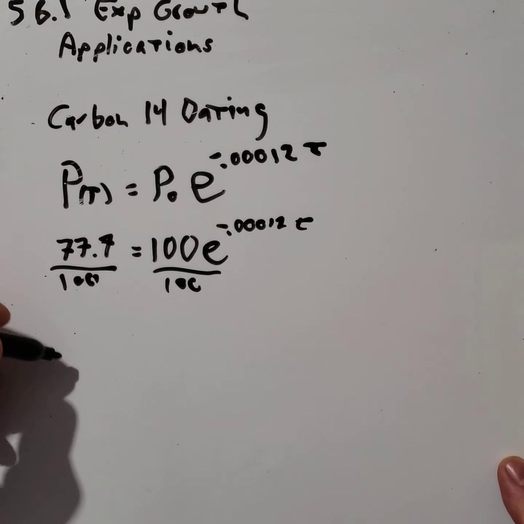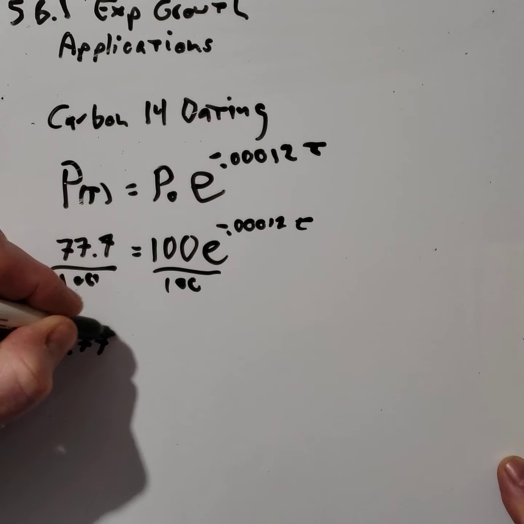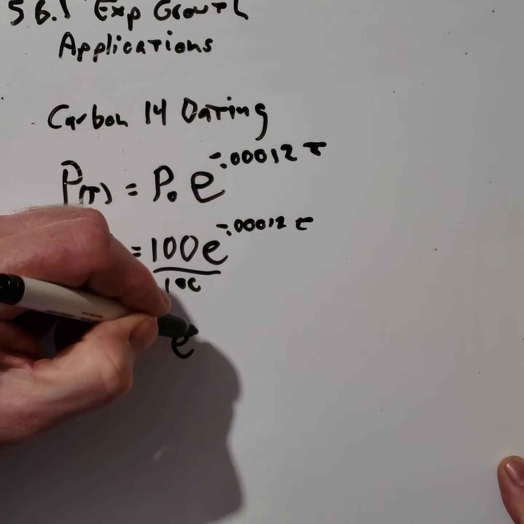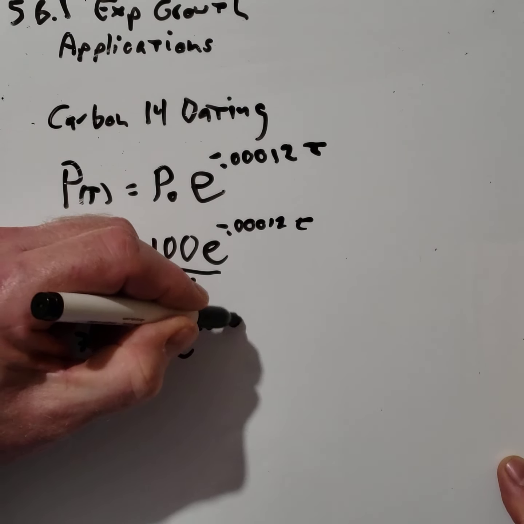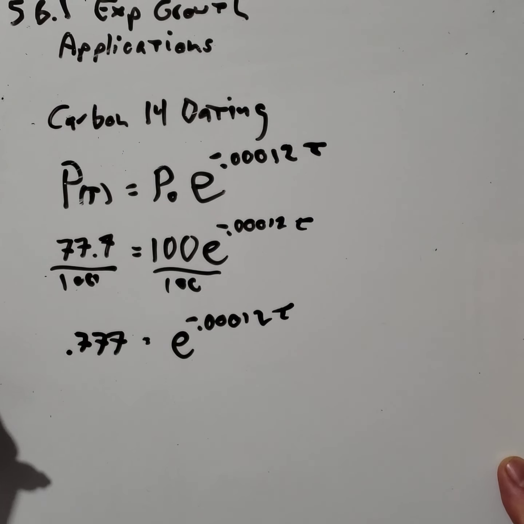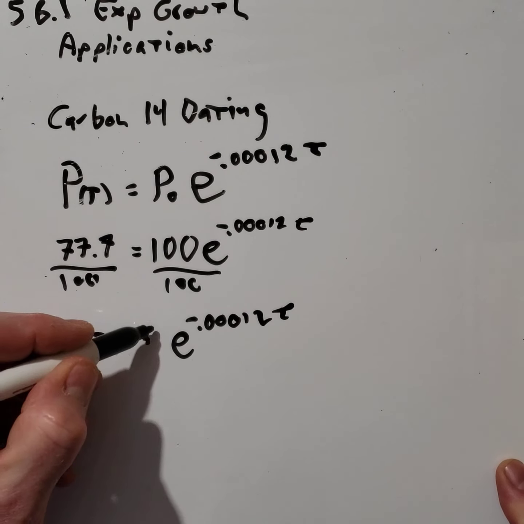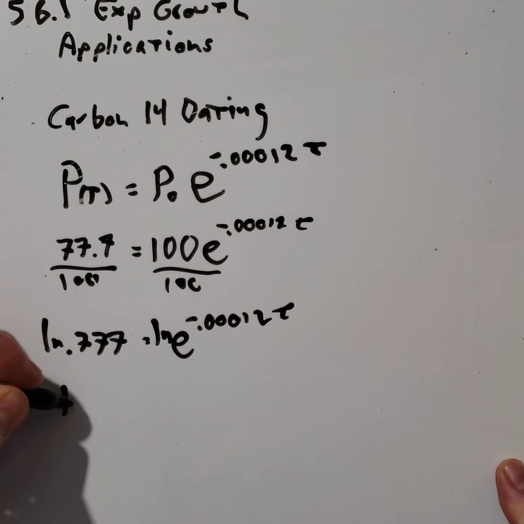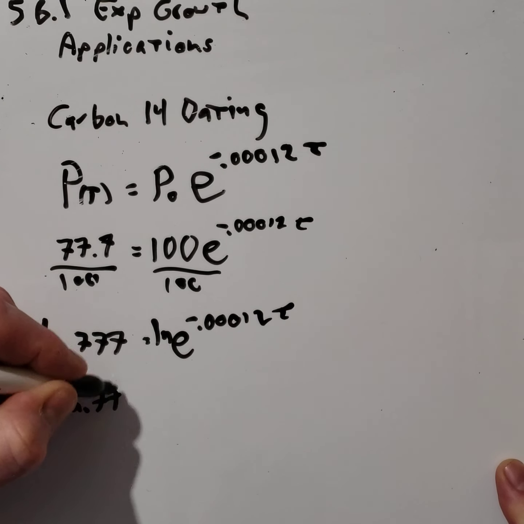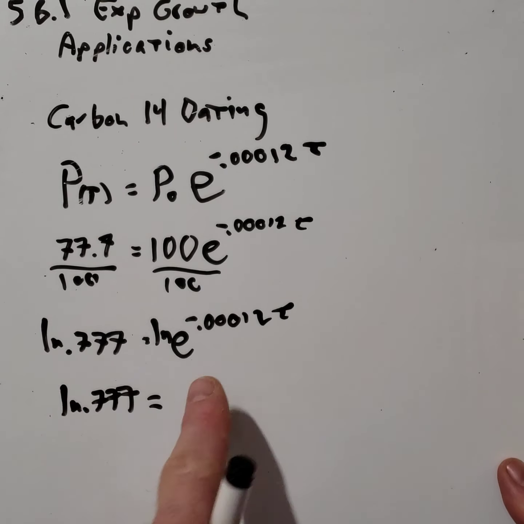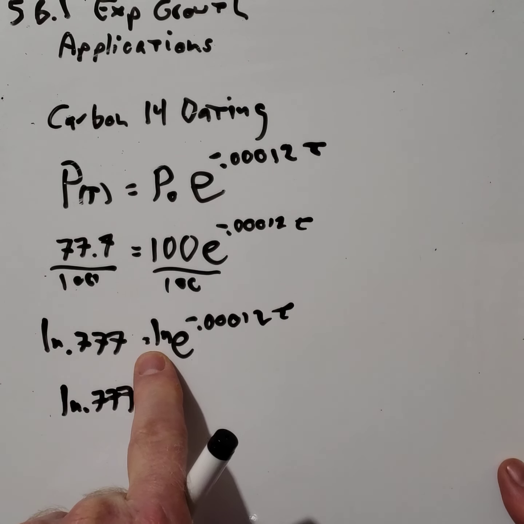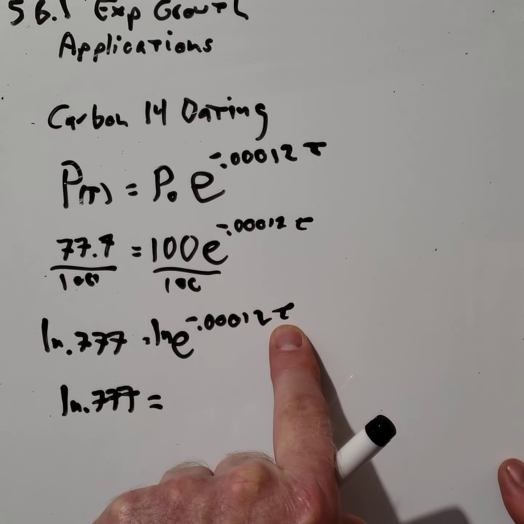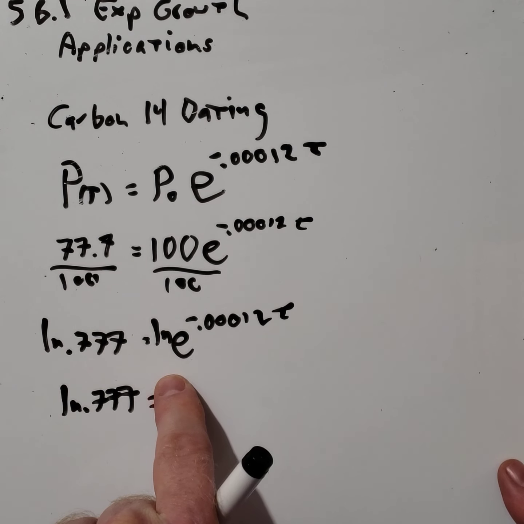I apologize, my handwriting is much better on the actual board. So we get 0.777 equals e to the negative 0.00012 t. Now we can use the log of both sides, and we're going to use natural log since we're dealing with e. So we'll get the natural log of 0.777 on the left, and the right will really simplify because the natural log of e to a power is just the power.